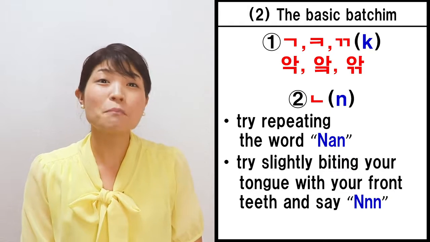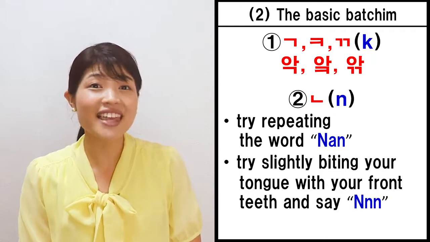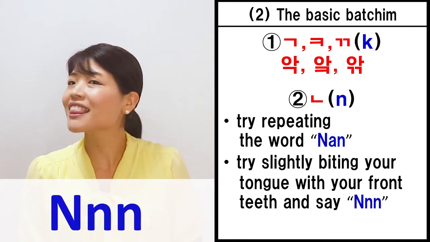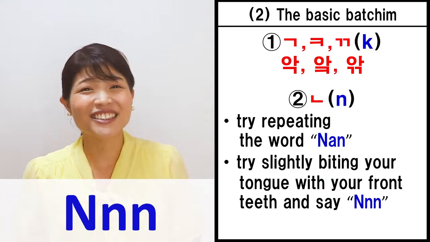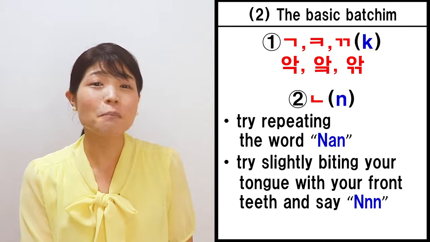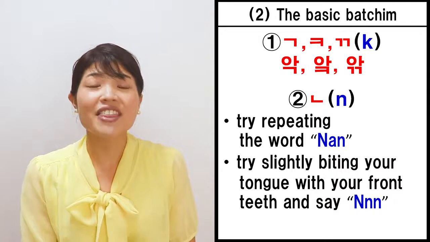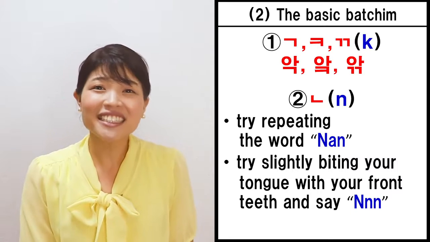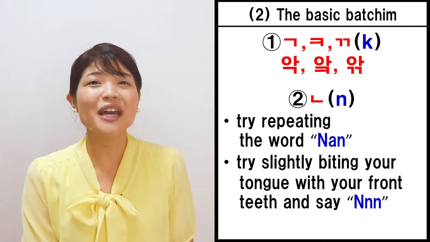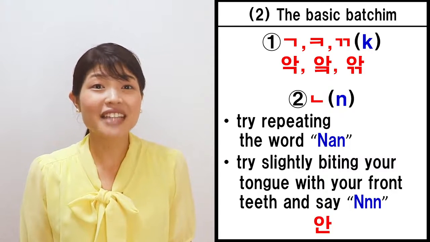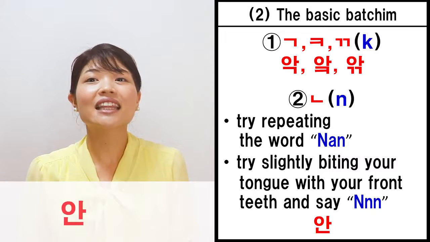Or try slightly biting your tongue with your front teeth and say it like this. Koreans sometimes slightly bite their tongue to say 니은 when they need to emphasize this 니은 Batchim. Try to get used to the shape of the mouth and tongue when pronouncing 니은 Batchim. Let's practice this time with an. An.